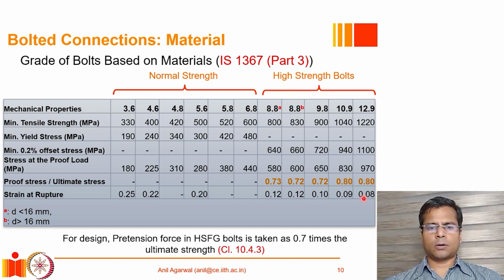The parameters that are of relevance to us are tensile strength, yield strength, and the proof stress. For calculation of proof stress, we are not required to go to IS 1367 every time and calculate the proof stress value for a given bolt. The Indian code allows us to take the proof stress for HSFG bolts as 0.7 times the ultimate strength, because the values vary between 0.72 and 0.8. The code says you may simply take 0.7 times the ultimate stress and use that as proof stress instead of using these accurate values. So let's take one more question.